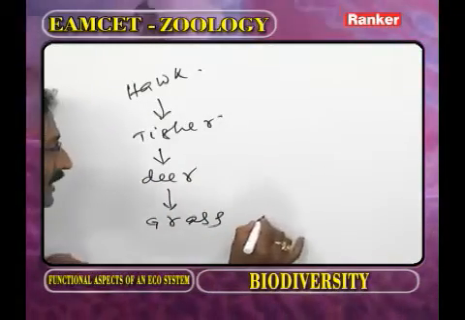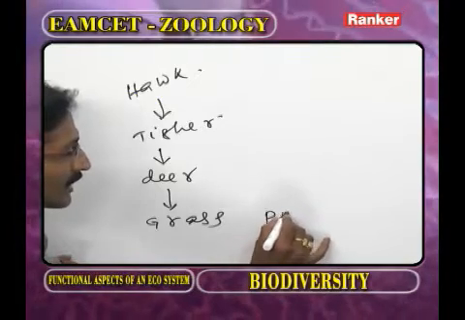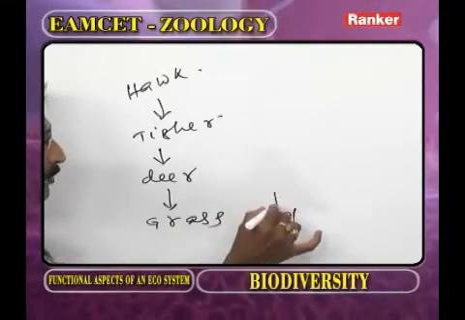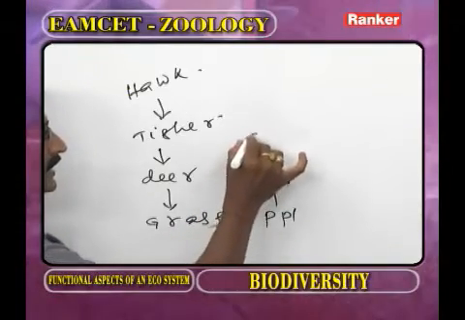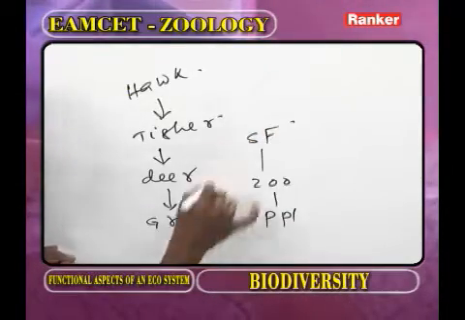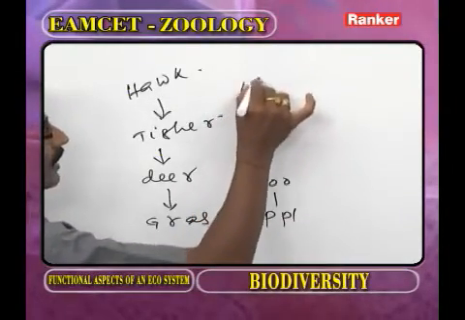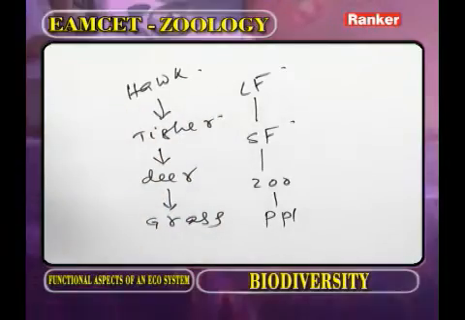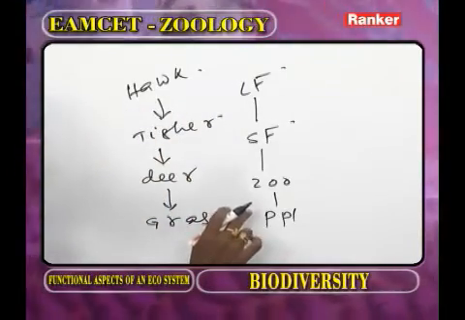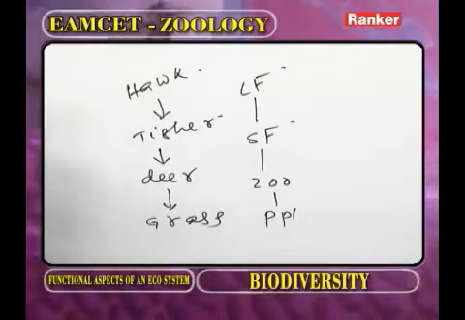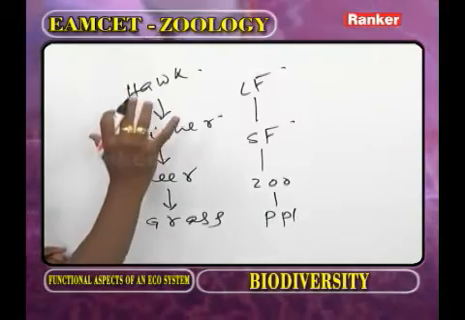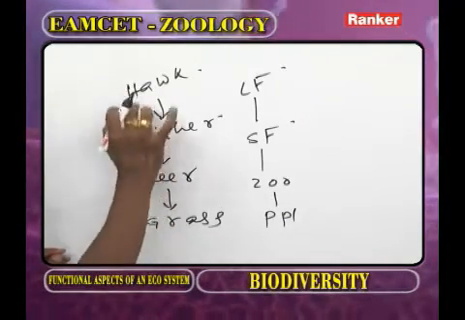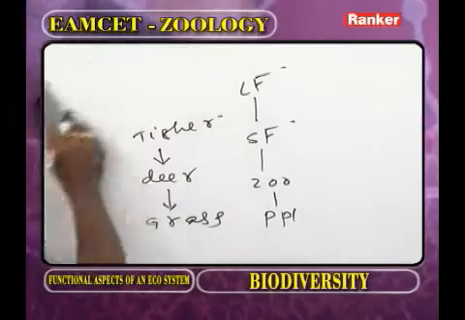Now you have to observe this one, we call it the phytoplankton. The phytoplankton is eaten by zooplankton. The zooplankton is eaten by small fishes. The small fishes are eaten by large fishes. Now you have to observe this food chain. How many trophic levels? 1, 2, 3, 4. Now here in this food chain, how many stages? 1, 2, 3, 4.